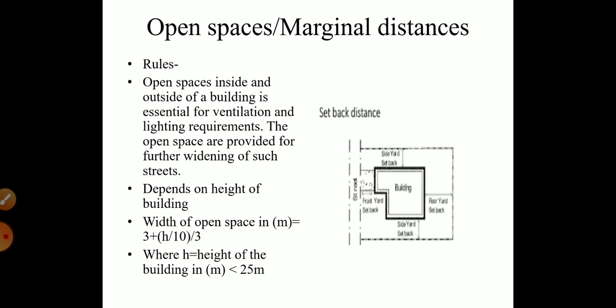So what are those rules? The open space for front, rear and side yards depends upon the height of the building and can be calculated by a formula. There is one formula regarding the width of the open space, that is 3 plus (h upon 10), where h means the height of the building less than 25 meter. Okay, 3 plus h by 10. This is the formula for width of the open space.